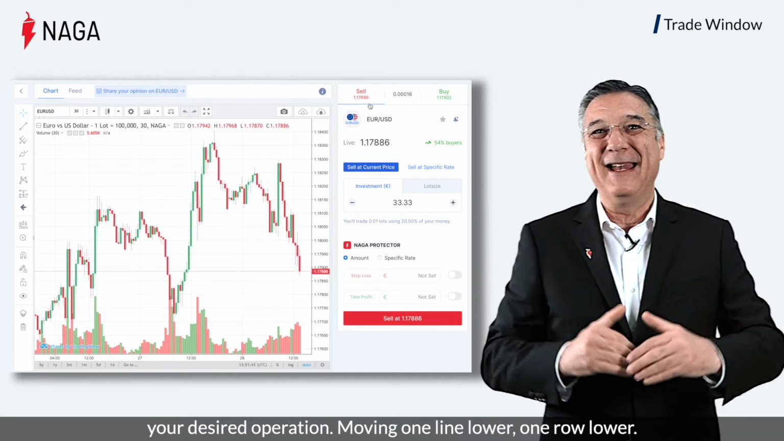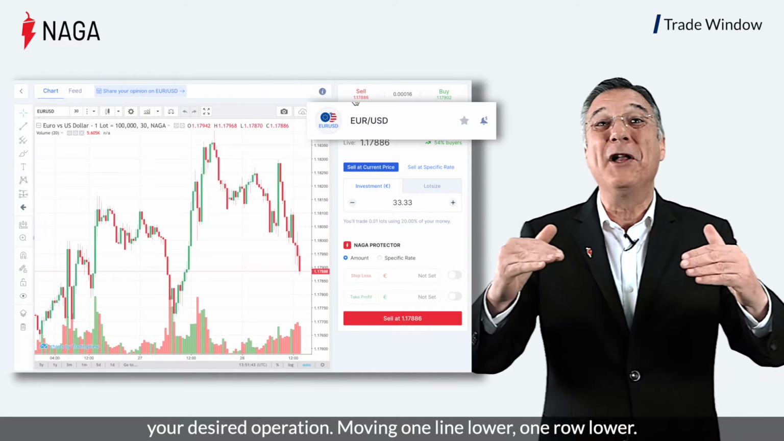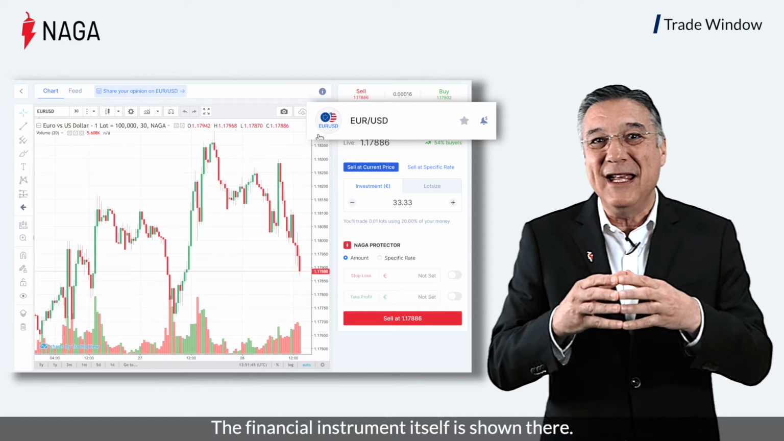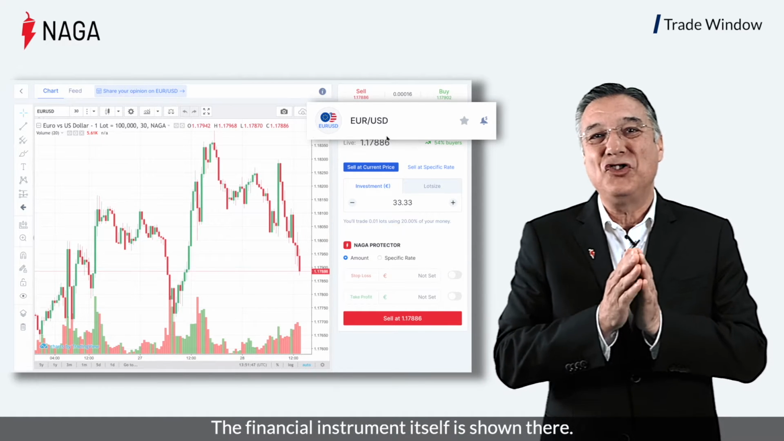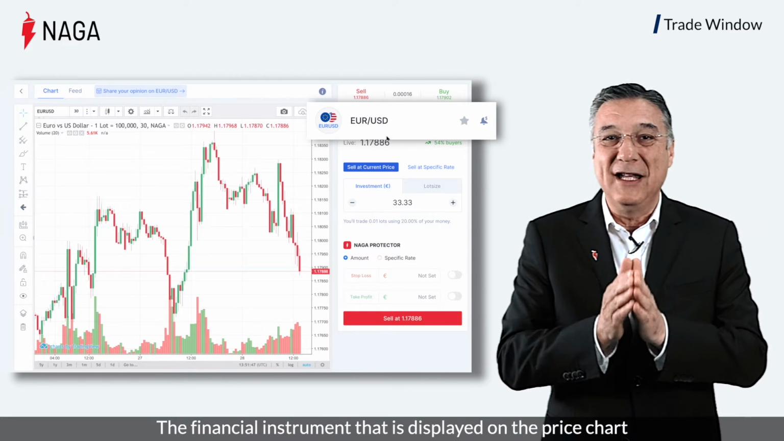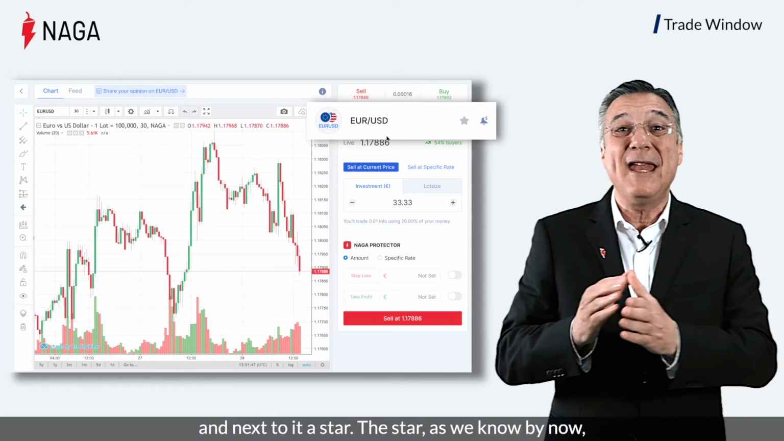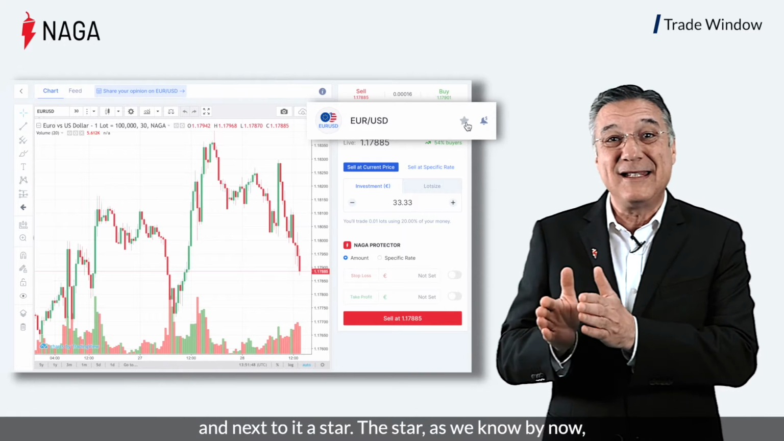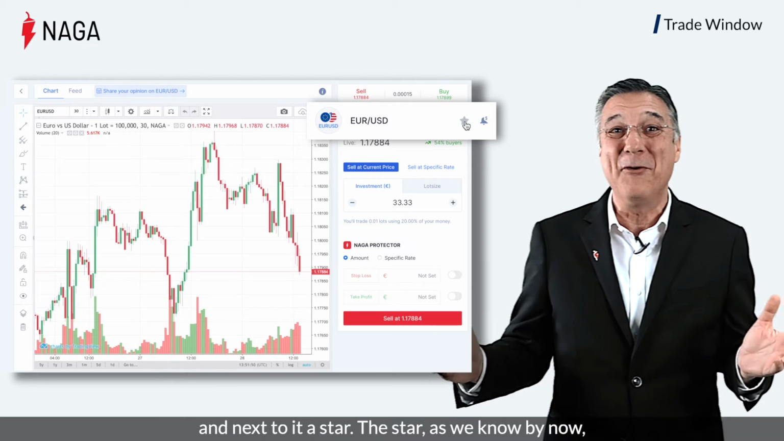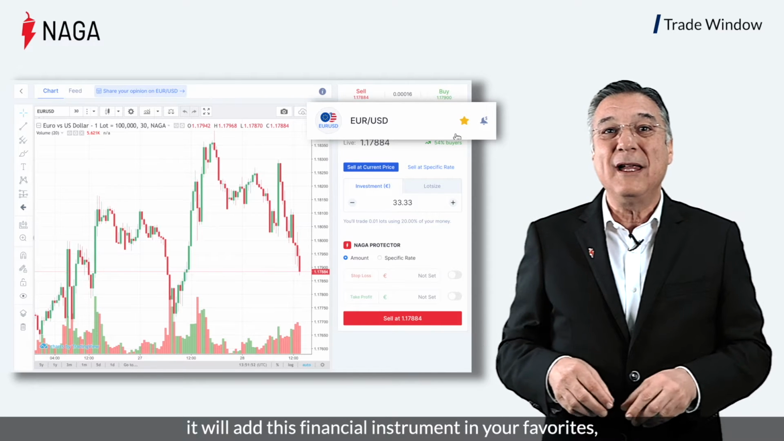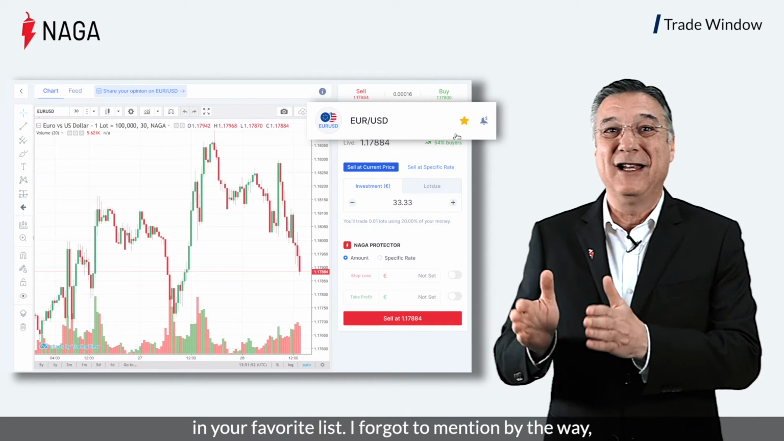Moving one row lower, the financial instrument itself is shown there. The financial instrument that is displayed on the price chart. And next to it, a star. The star, as we know by now, will add this financial instrument in your favorites list.